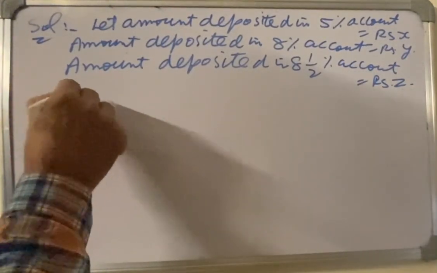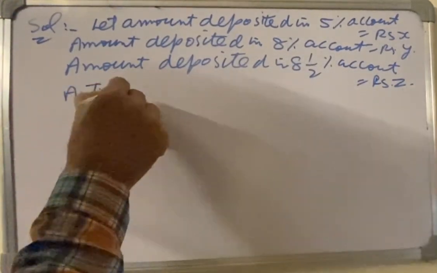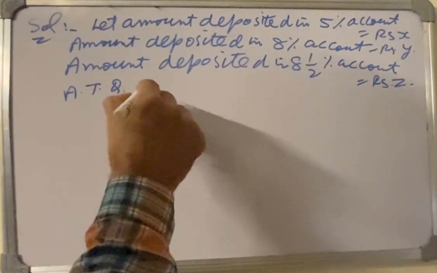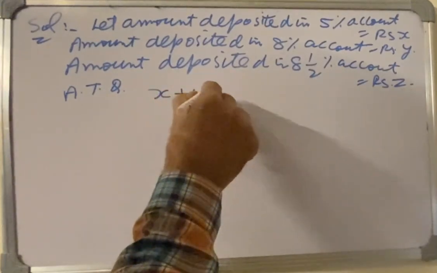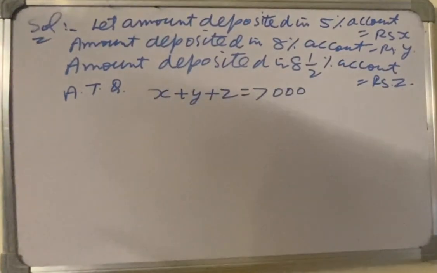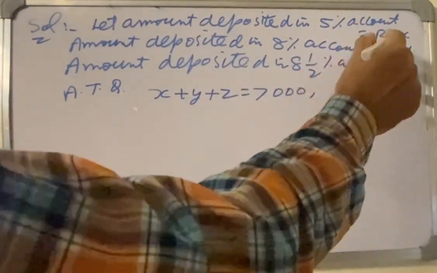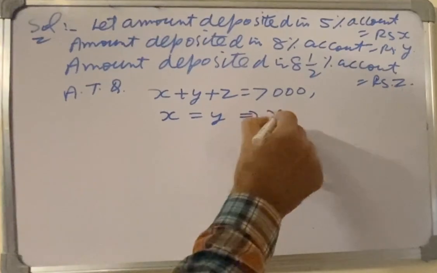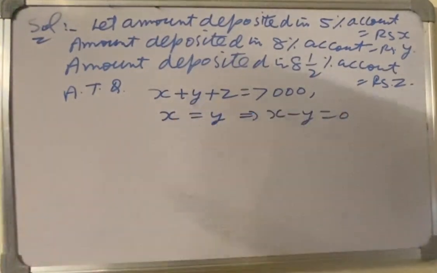According to the question, the total amount deposited in three accounts is 7,000. That means X plus Y plus Z is 7,000. Then equal amounts have been deposited in the 5% and 8% accounts. That means X is equal to Y, that is, X minus Y is equal to 0.